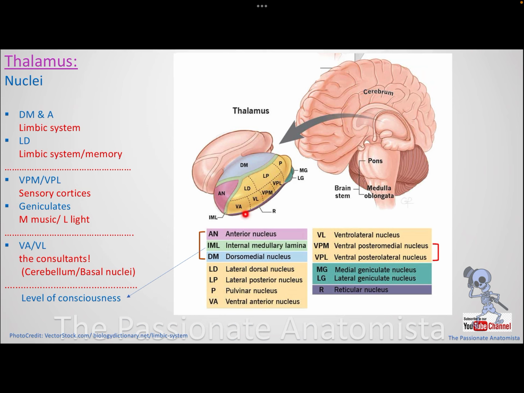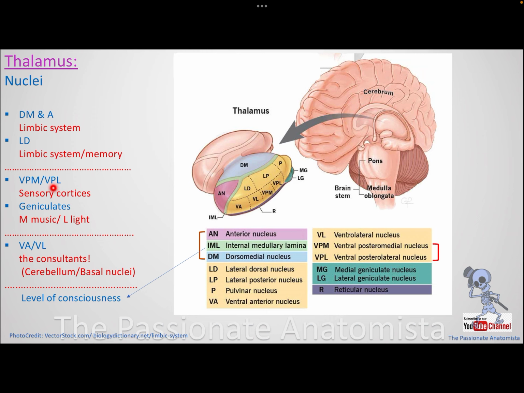All right? Now, how can we remember the nuclei? Already, guys, by now, we have covered most of the nuclei of the thalamus. And I'm going to remind you now how we covered most of them and how to remember the rest of them. Now, what have we covered so far?